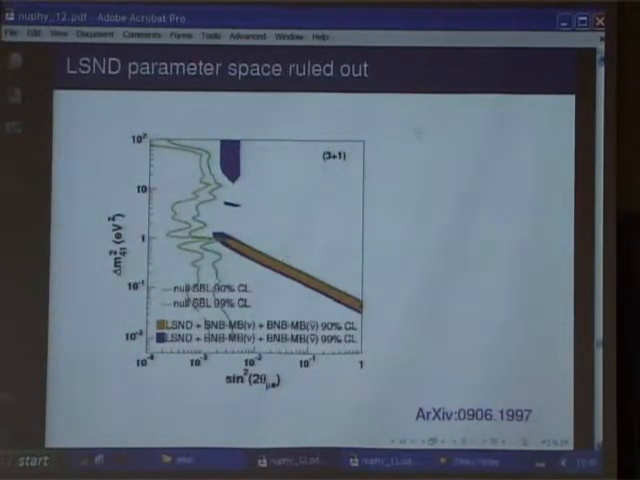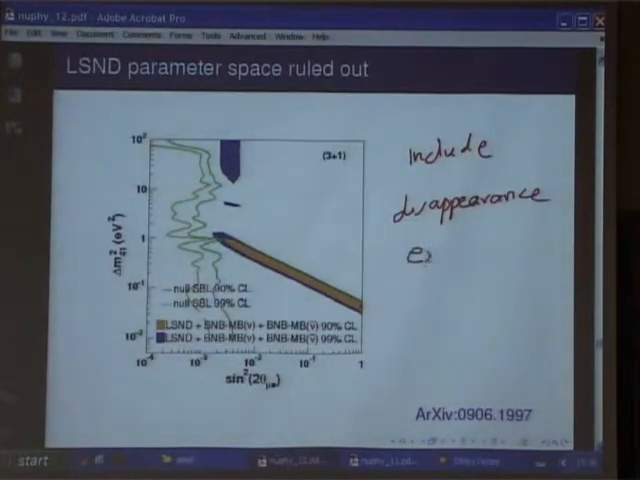So once you include disappearance experiments, almost all the region that was indicated by LSND is now ruled out. Remember, LSND is the only one which had seen oscillations. MiniBooNE did not see any oscillations. None of the other experiments saw any oscillations. However, fitting with LSND was giving you some allowed region, but once you took the help of all the other experiments, a combined fit ruled out the LSND region to a very, very large extent.